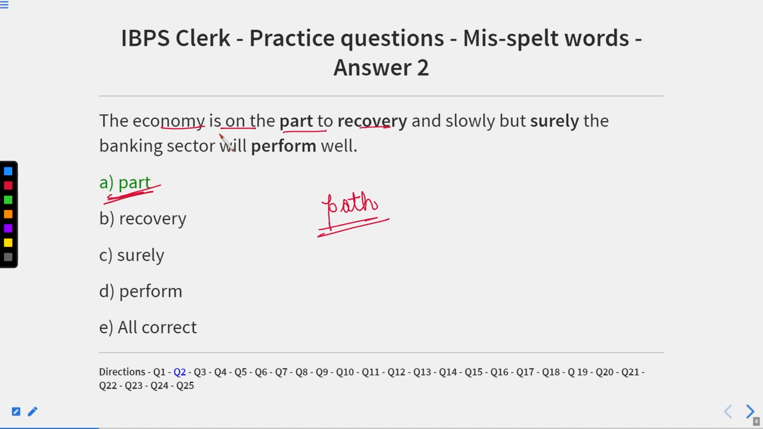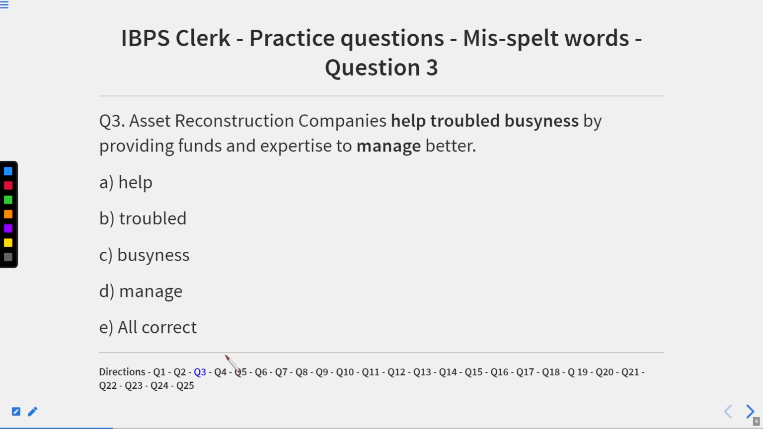Now let us move to the next question. That is question number 3. As you can see over here, it is question number 3 that we are going to discuss now. Asset reconstruction companies help troubled business by providing funds and expertise to manage better. Now the words which are in bold are help. So the spelling of help is H-E-L-P, help. This is correct. Troubled, T-R-O-U-B-L-E-D, troubled.